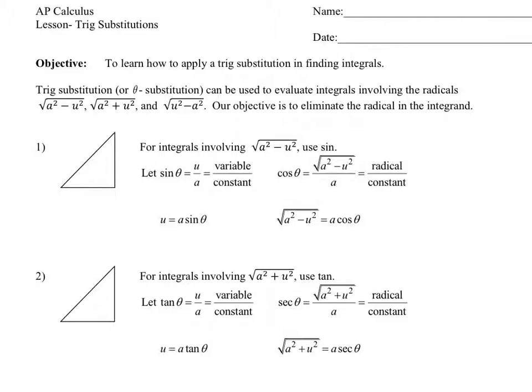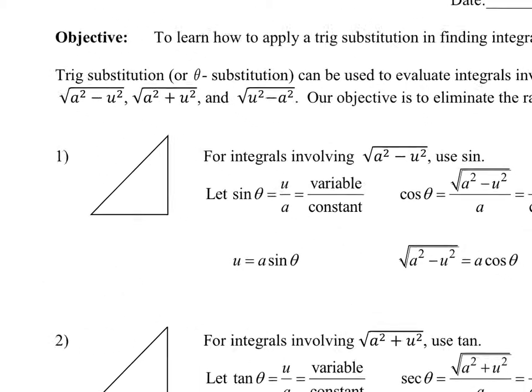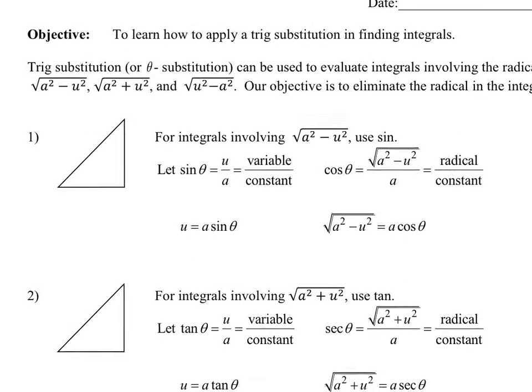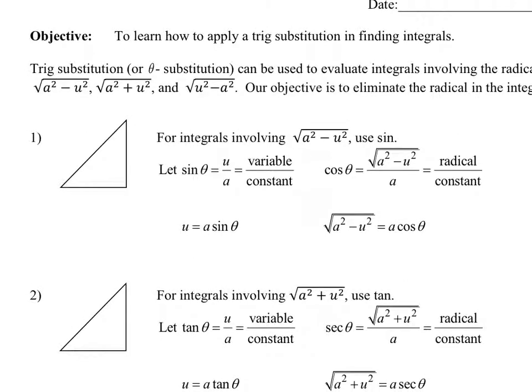But in order to understand it, we have to take a look at some triangles. There are some rules here. You get these right from pretty much every calculus textbook that exists, but let me show you where they come from. Because they're talking about integrals involving the square root of a squared minus u squared. That's Pythagorean in nature, right?